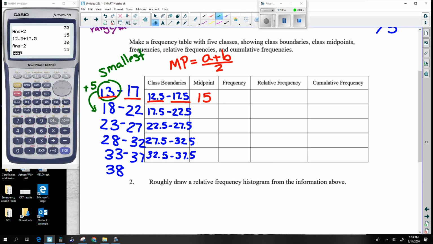So for simplicity's sake, what I usually do is I use my rough draft. So 18 and 22, 23 and 27, 28 and 32. And notice how the midpoint is also going up by the magic number.